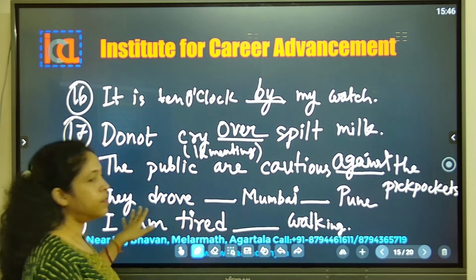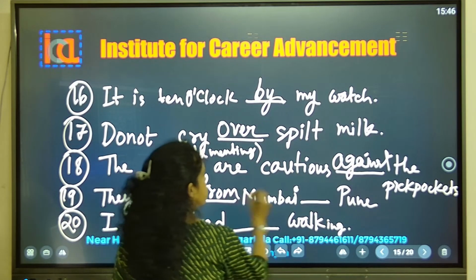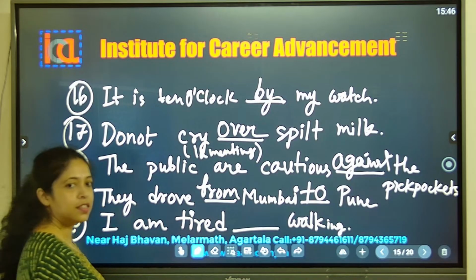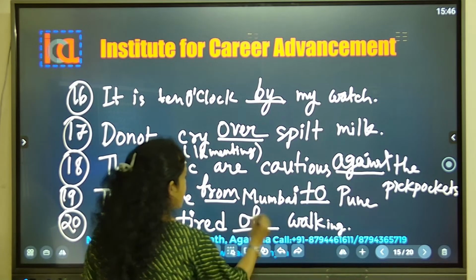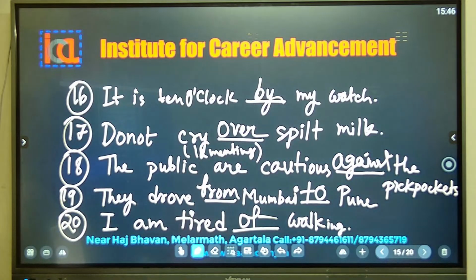Then they drove, yes, from Mumbai to Pune. Then I am tired, yes, I am tired of walking. Okay. Last five for today, I'm giving you.